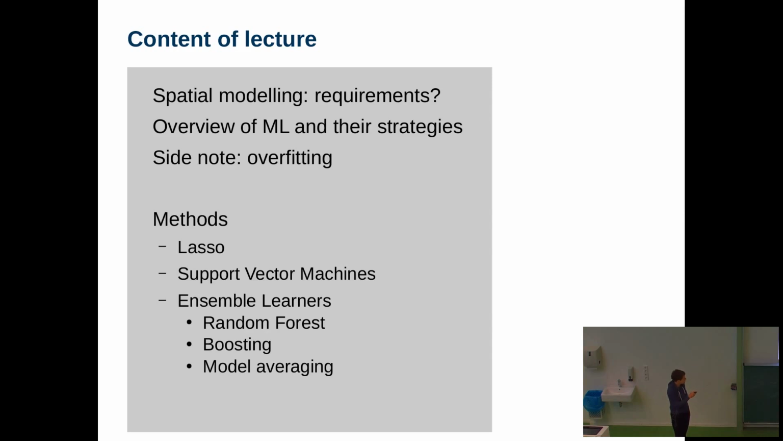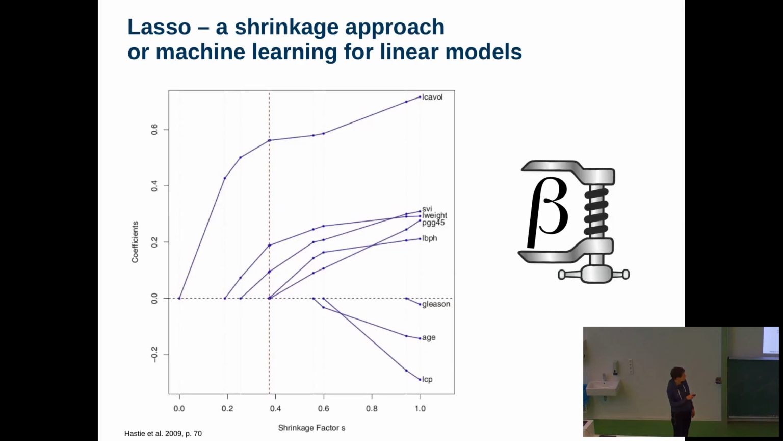And the methods we will discuss are the lasso, which is a linear method with a machine learning algorithm behind. Support vector machines, quite famous, a non-linear approach. And ensemble learners, like random forest, boosting, and the model averaging of different methods. The lasso, the shrinkage, is a method where you keep the beta coefficients smaller than in a normal linear regression. And like this, you have a shrinkage factor where you pull them together.